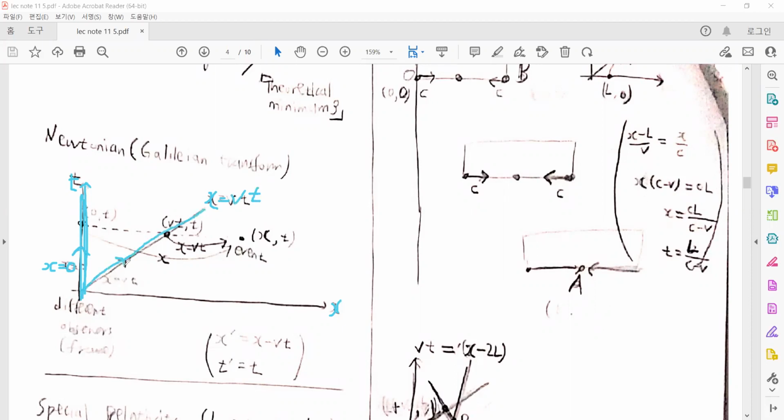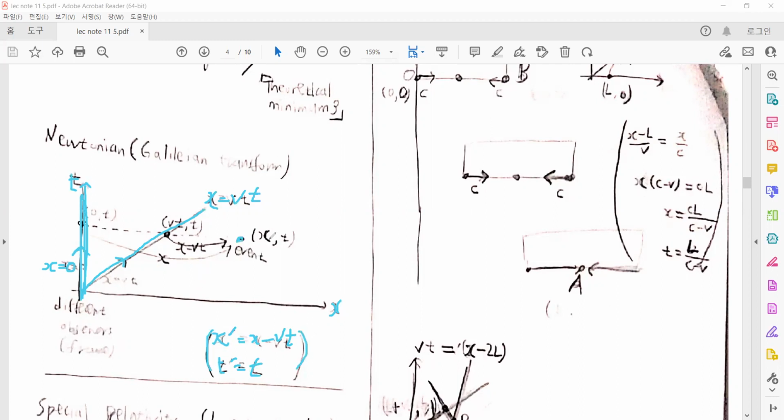And there's a relationship between the space and time for each prime. There's X prime, which is the moving prime. X prime and T prime are equal to X minus VT and T respectively. And it can be expressed in the space-time diagram like that.